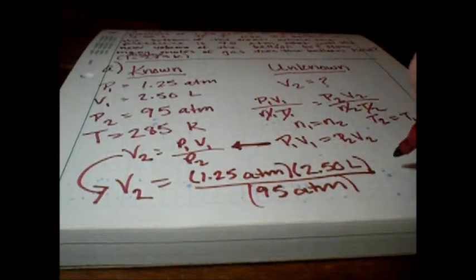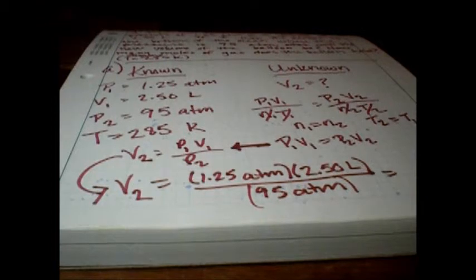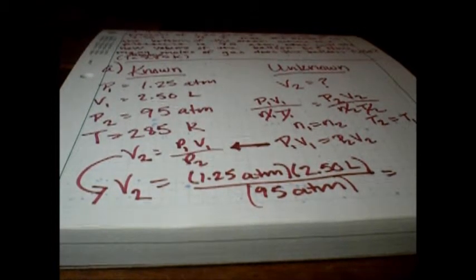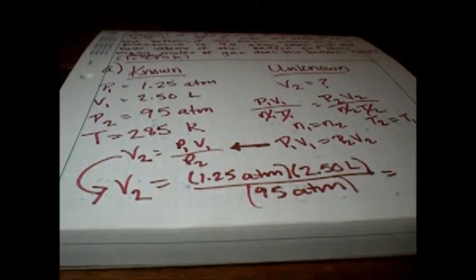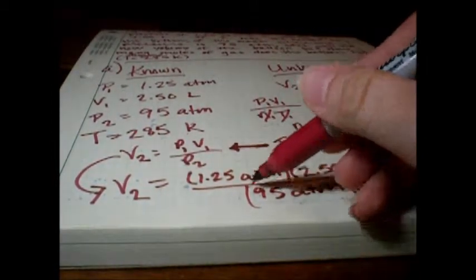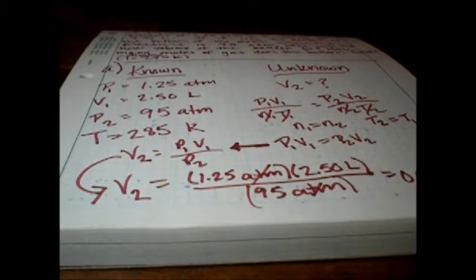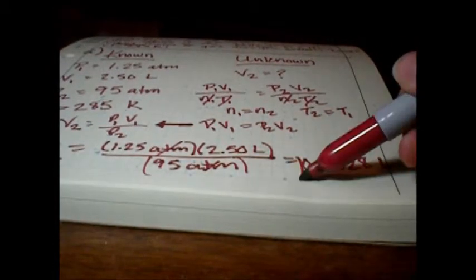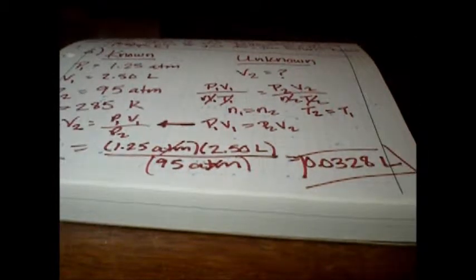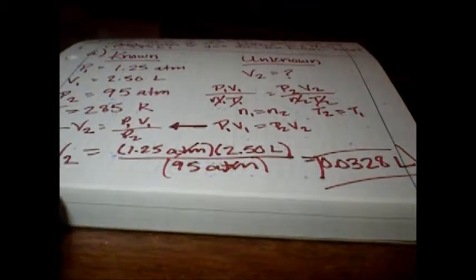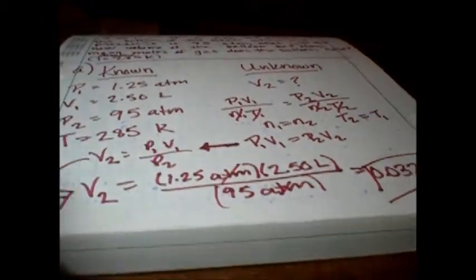Okay. We plug everything in. 1.25 times 2.5 divided by 95, and we get 0.0328 liters is our final volume. That is a lot of shrinking when we get to the bottom of the ocean. Now we can go and do part B. How many moles of gas does the balloon hold?